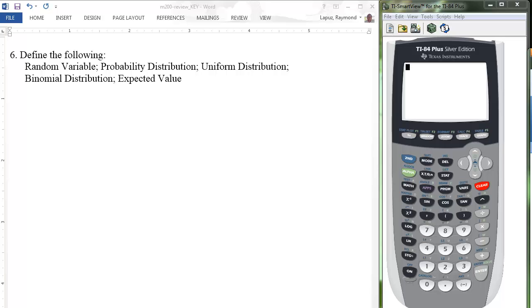Problem number 6 from your review is a bunch of definitions, and in a test situation you'll probably see these definitions. If they were going to pop up, they would be in the first problem, or the first set of problems. Here we're asked to find the random variable, probability distribution, uniform and binomial distributions, and expected value. So let's take a look at the first two.